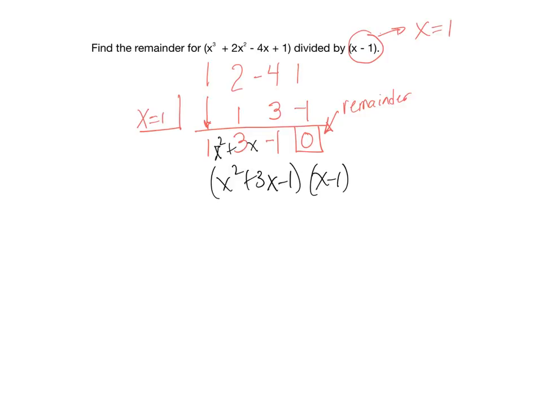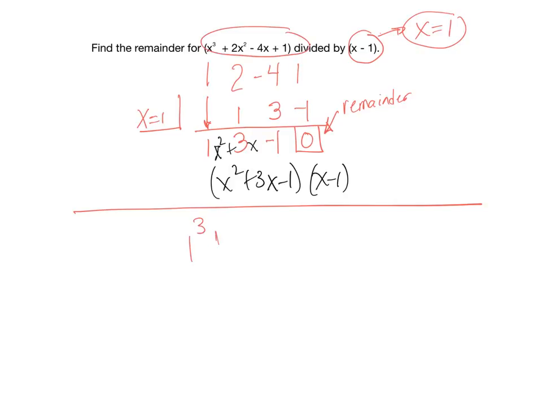Now, if we were looking for just the remainder, I would say the easiest way of doing this problem is to just plug in directly x equals 1 into the original polynomial, into your dividend up here at the top. You would have 1 cubed plus 2 times 1 squared minus 4 times 1 plus 1, and this will give you your remainder. So whatever we get here, that will be our remainder when we divide this.